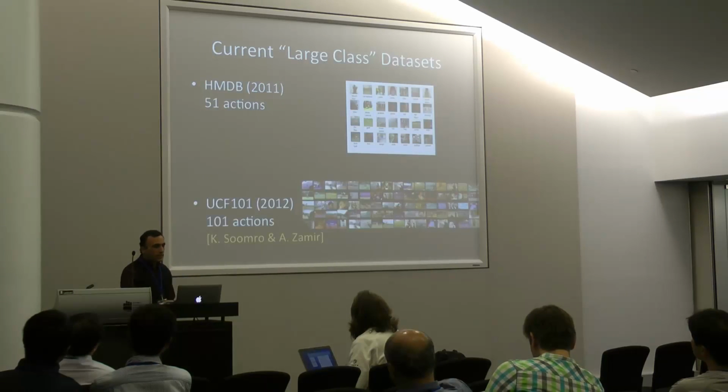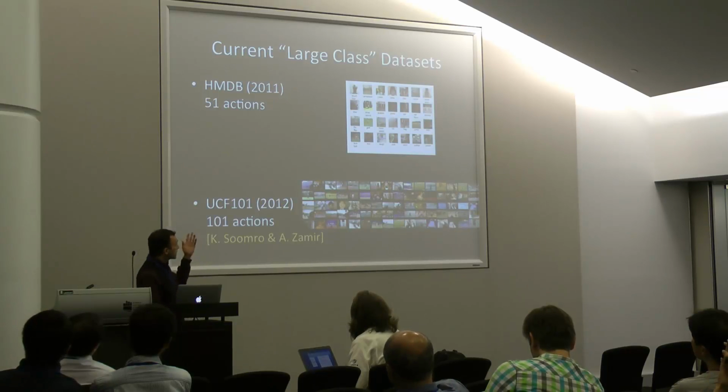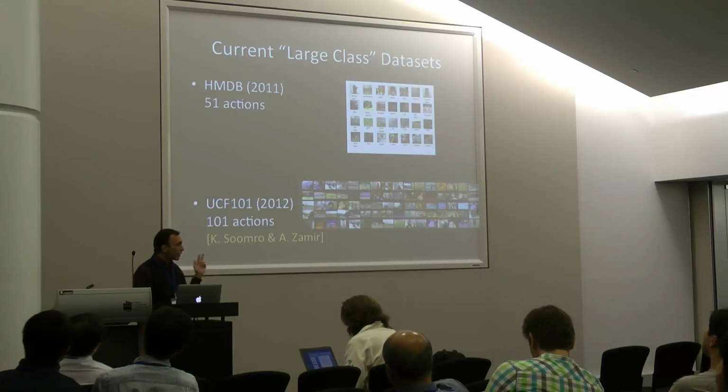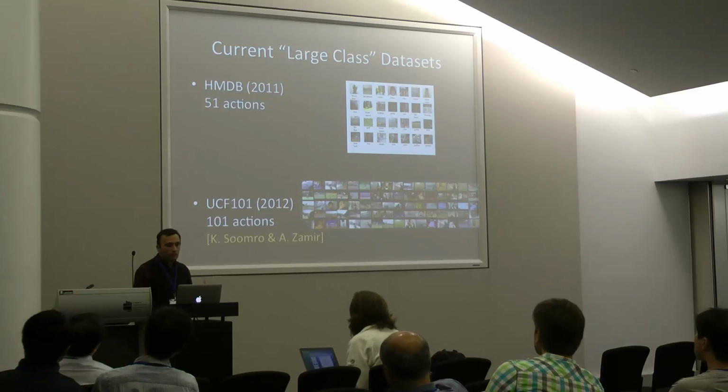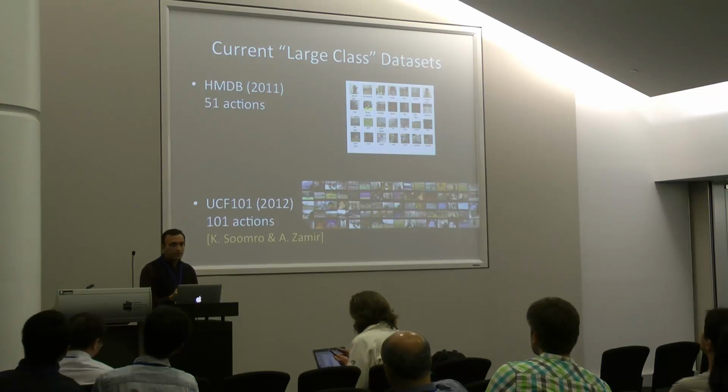And of course, in the last couple of years, there's been even more. HMDB and UCF 101 are the current data sets that people will be using. And this workshop is focused particularly on UCF 101, which was just released late last year, through the hard work of Amir and Kuram. UCF 101 consists of 101 classes of actions. It's a superset of UCF 50, which itself is a superset of UCF 11.